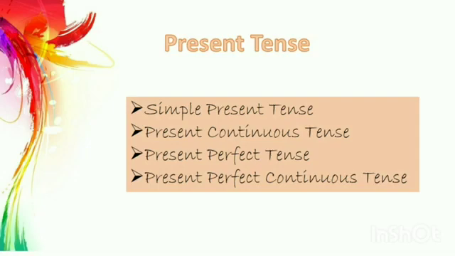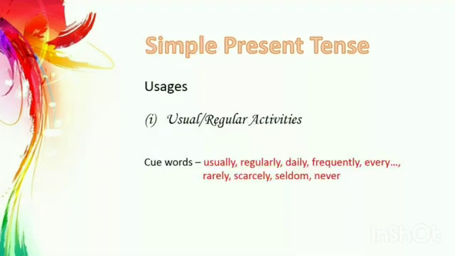Present tense has four forms: simple present tense, present continuous tense, present perfect tense, present perfect continuous tense. Here we start with the usage of simple present tense. The simple present tense is mainly used to express usual or regular activities.